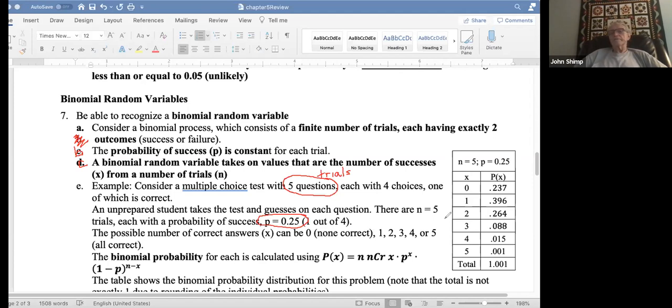All right, so we've got these probabilities in here. You might want to take a moment and write these down, 0 through 5 here, 0.237, 0.396, etc. I'll give you about 15 seconds to do that.